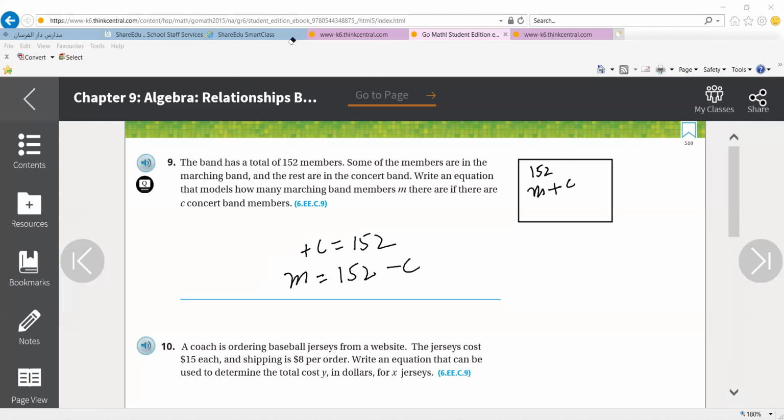Did you understand what I did? As said in the question, the marching band members and the concert members total 152, and they ask us to find M. M will be 152 minus C. They did not give you how many concert members there were, so this is the equation you can write.